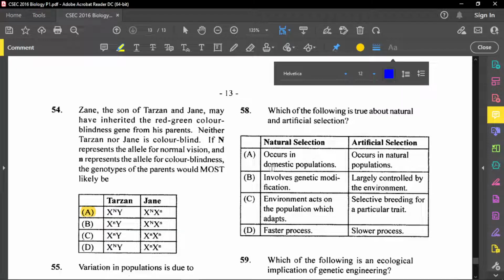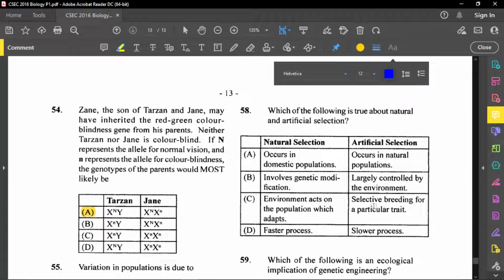And so for 58, it said occurs in domestic population for natural? No. That must be in the environment. Involves genetic modification for natural? No. Environment acts on the population which adapts. Yeah, that is really something good right there for natural selection. Faster process? No, it is slower. So the only correct option right here, even this column, is actually C.